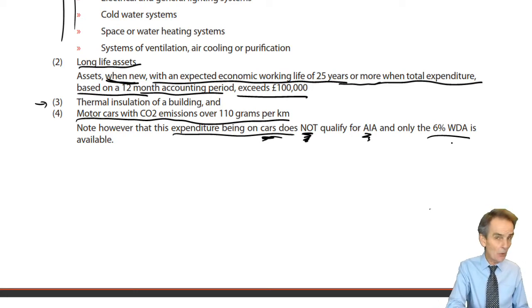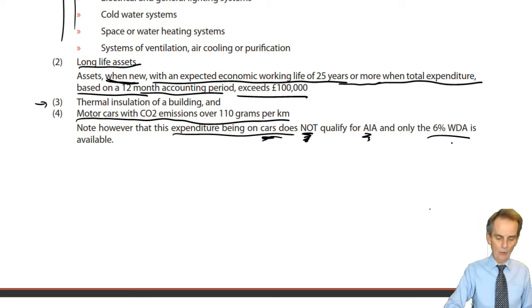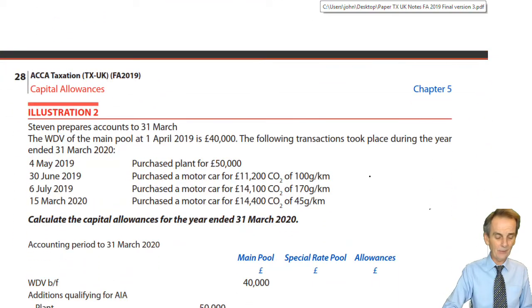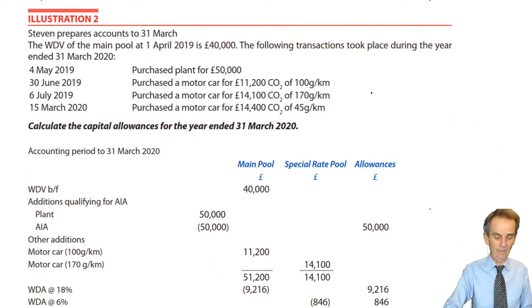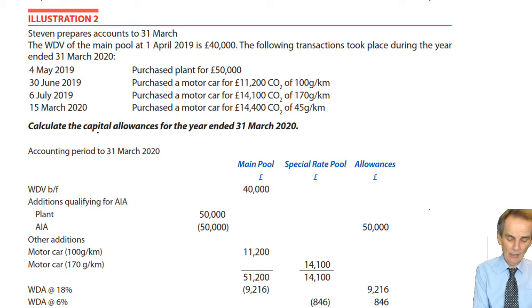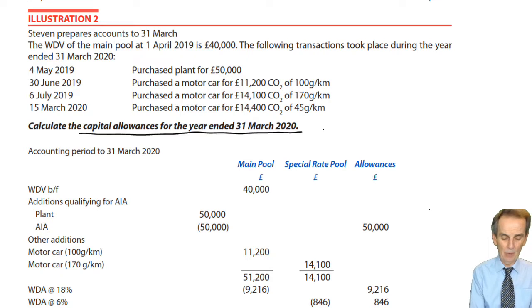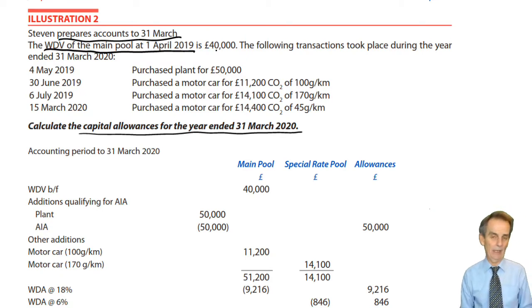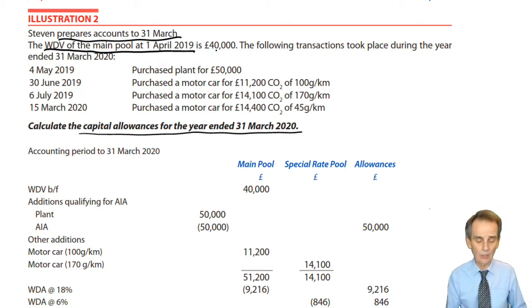Okay, so by the time you walk into the exam room, you need to be aware of the motor cars, high emission cars, much the more likely ones. Right, here we have an illustration. What we've got to do is calculate the capital allowances for the year ended 31st of March 20. Stephen prepares accounts to 31st of March, we know that, and then we're given a tax written down value of the main pool at the start of that accounting period, i.e. the 1st of April 19.